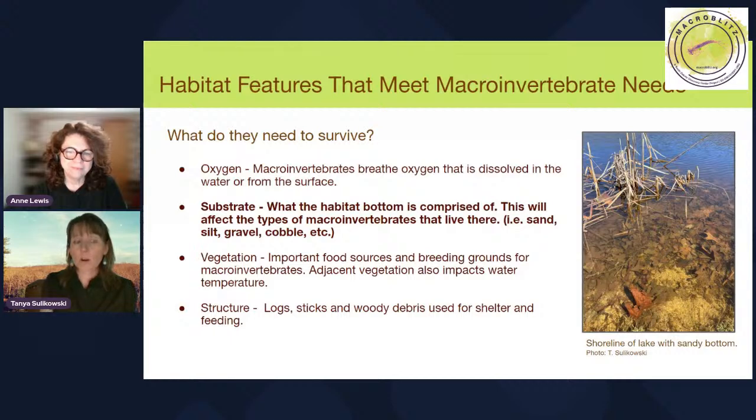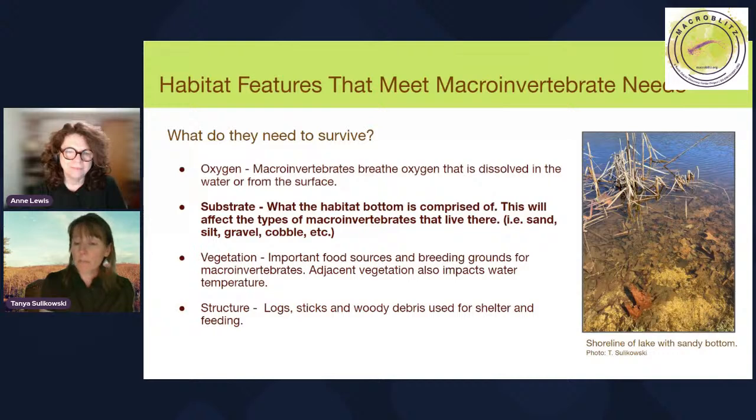Substrate is arguably one of the most important habitat features, and numerous studies have shown that the substrate is generally what dictates the diversity and abundance of creatures that you're going to find. And this is basically what the habitat bottom is comprised of. And examples of things like this are sand, silt, gravel, and cobble.